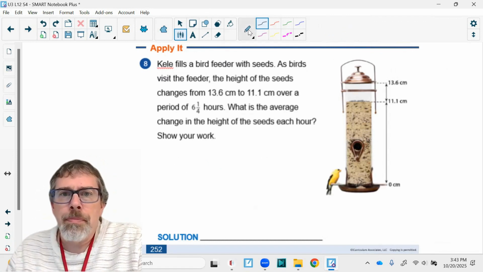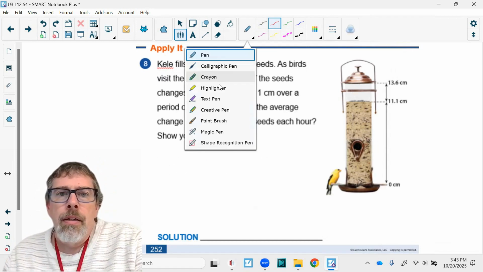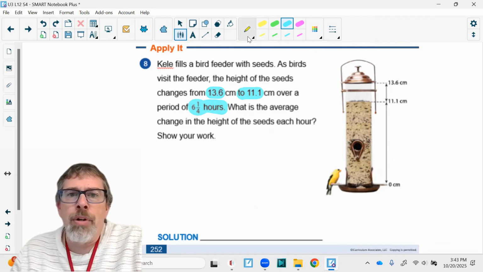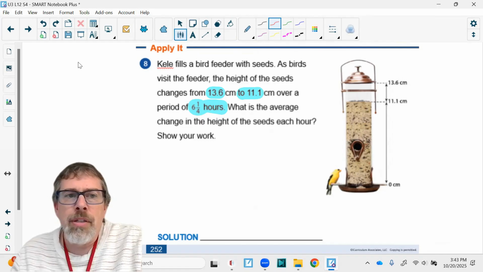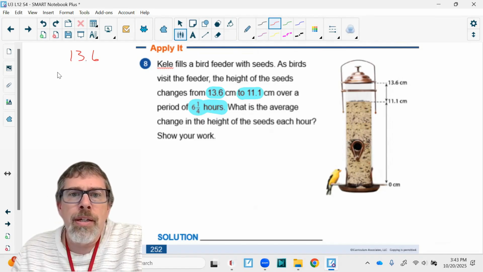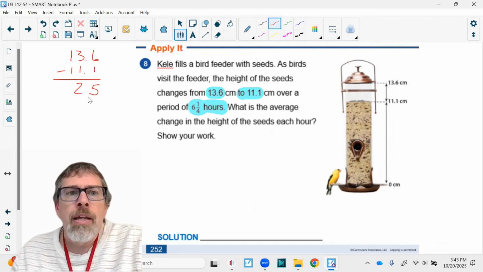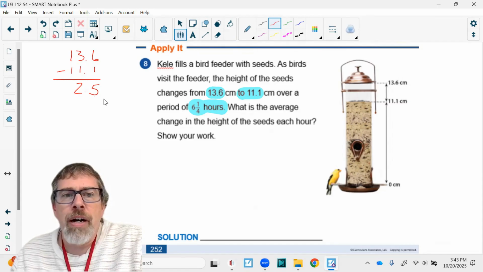Okay, next one. Kayleigh fills a bird feeder with seeds. As birds visit this feeder, the height of the seed changes from 13.6 to 11.1 over a period of 6¼ hours. What is the average change in height of the seeds each hour? So the first thing I want to find is how much the seeds changed. 13.6 minus 11.1, 6 minus 1 is 5, 3 minus 1 is 2. It dropped by 2.5 centimeters.